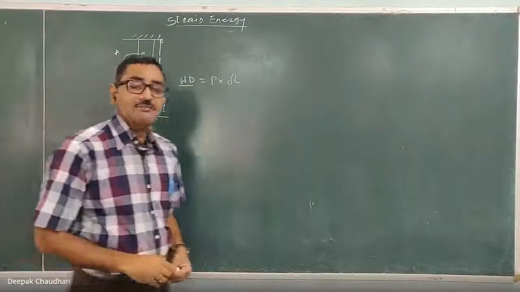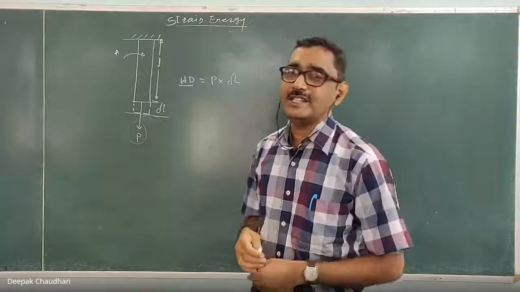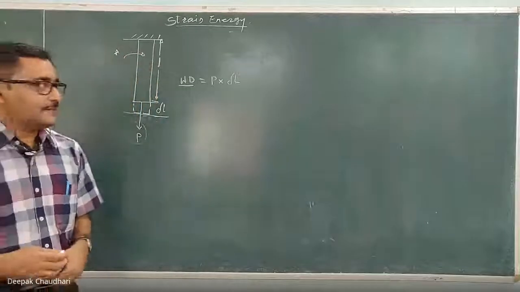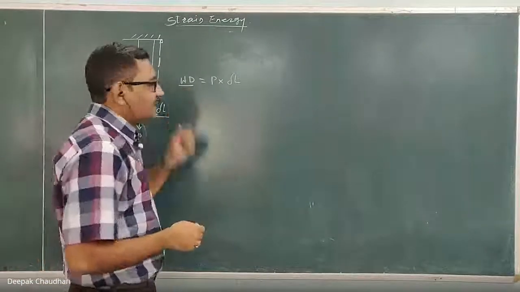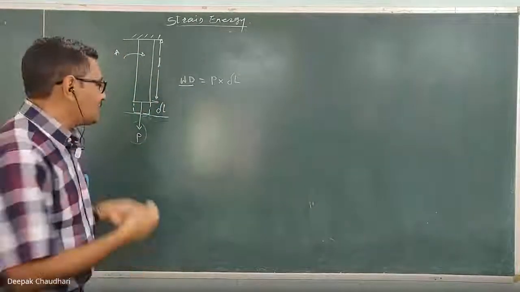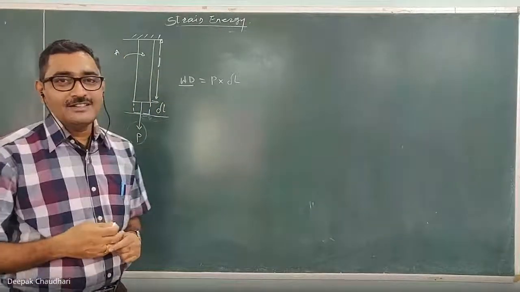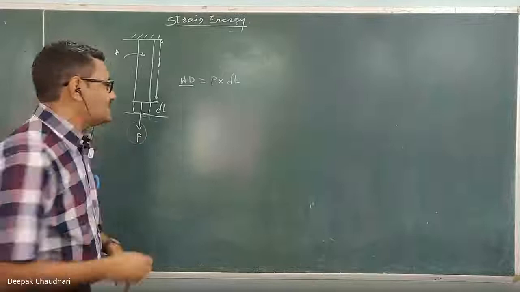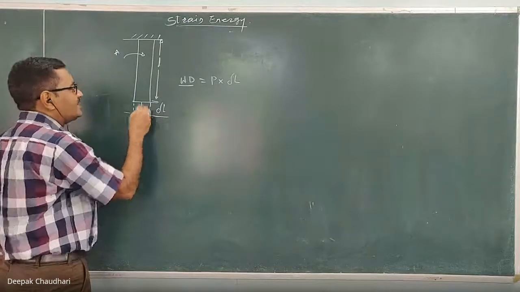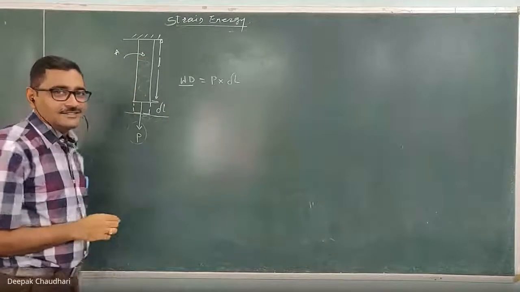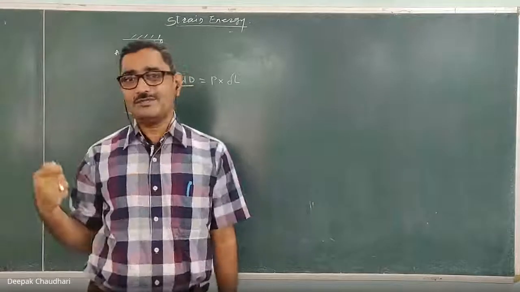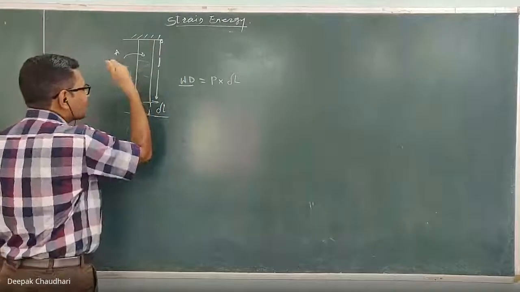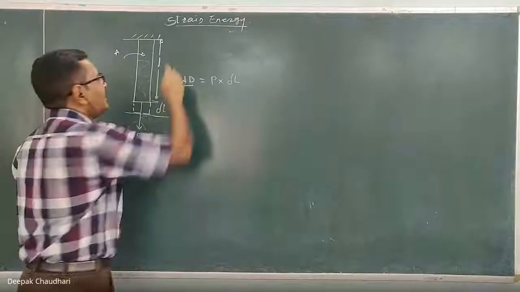But we know that the work done is the energy. Work done is one kind of energy. And energy cannot be created and not destroyed as per the law of conservation of energy. Okay, so work done is the energy and energy cannot be created or destroyed. So this work which is done by this applied force P, what happened with that energy? Okay, so this energy, that is the work done by this load, is stored in the material because of the deformation. That energy is stored in the material. So this energy which is stored in the material because of the deformation is known as the strain energy.